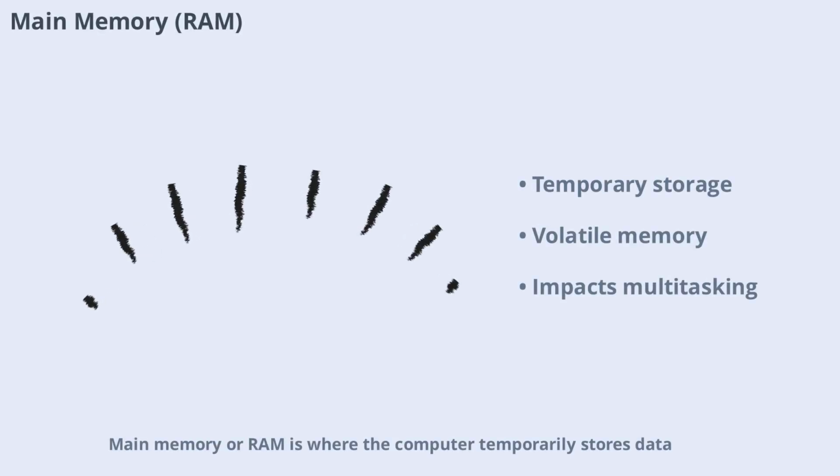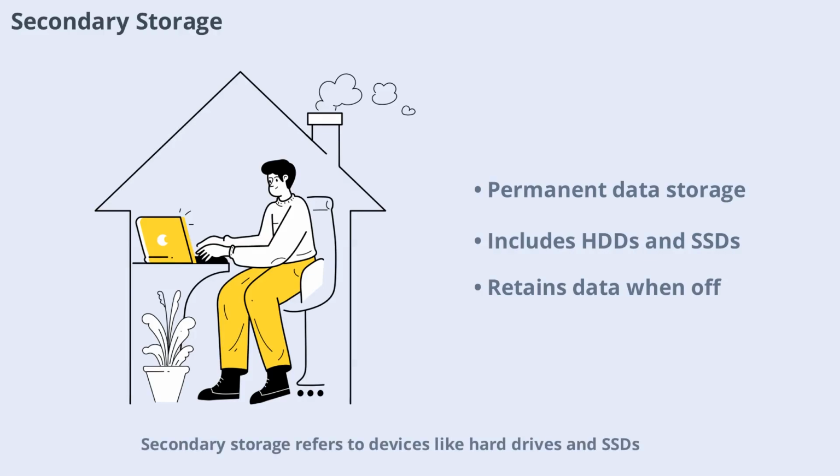Main memory, or RAM, is where the computer temporarily stores data and instructions that are currently in use. RAM is volatile, meaning its contents are lost when the computer is turned off. The size and speed of RAM directly affect how many programs you can run simultaneously and how quickly your system responds. Secondary storage refers to devices like hard drives and SSDs, which store data permanently.